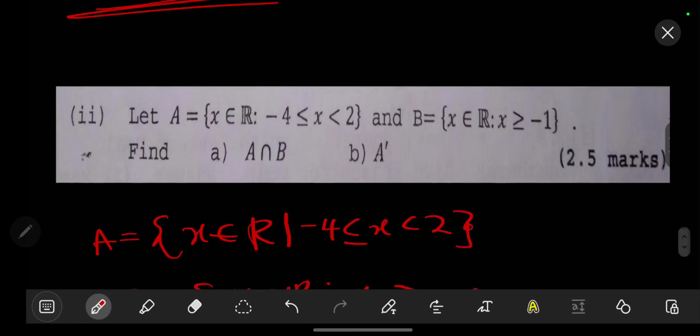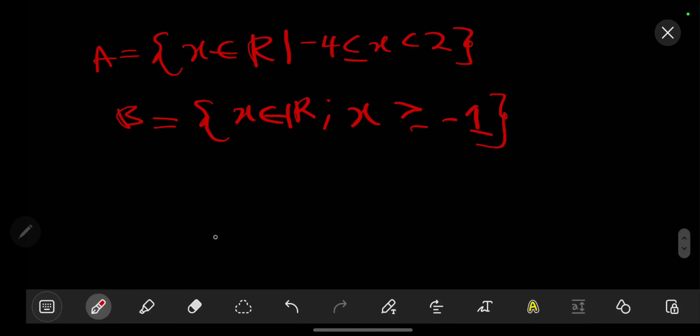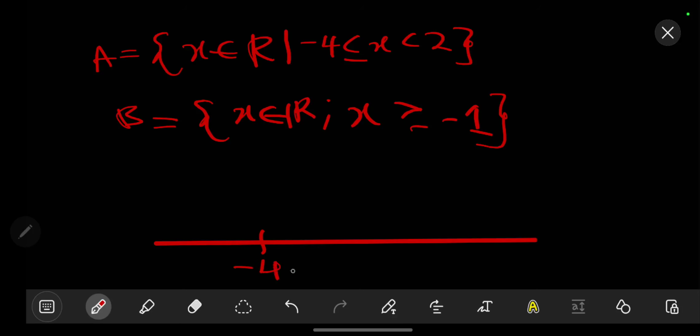So the easiest way to answer this is to draw the number line to show what these represent. So we are going to have something like this. Then for A, we have a negative 4 and the highest value is a 2. Then we are going to go at negative 4. Since negative 4 is included, less than or equal to, it means we are going to shade this. Then at 2, it is saying less than, so we are going to have an open circle. So we are going to have something like this.